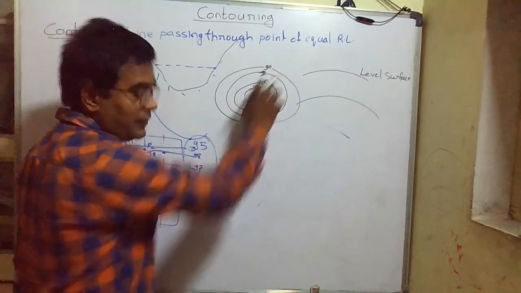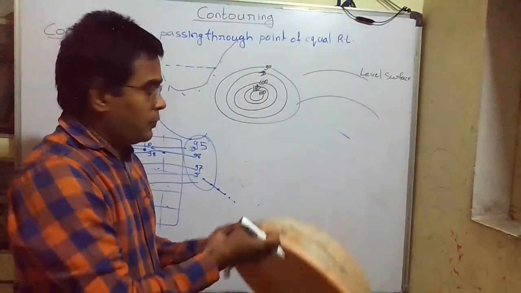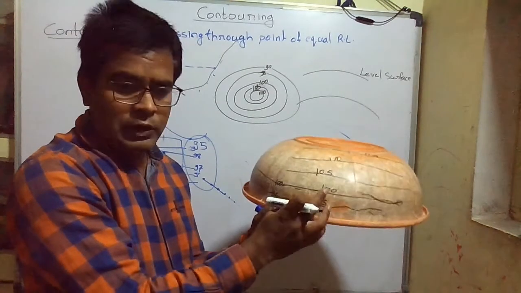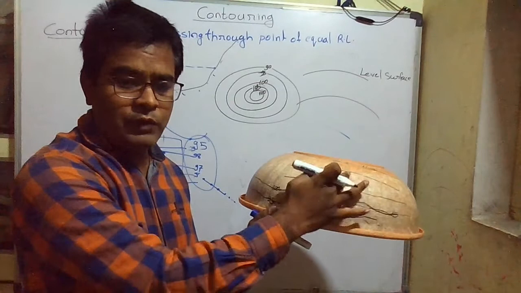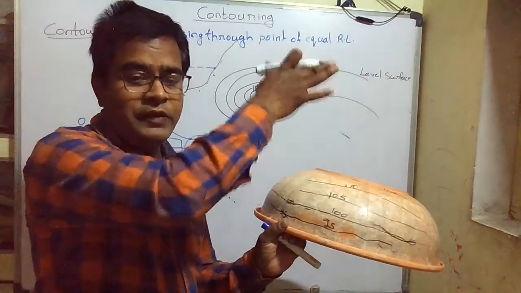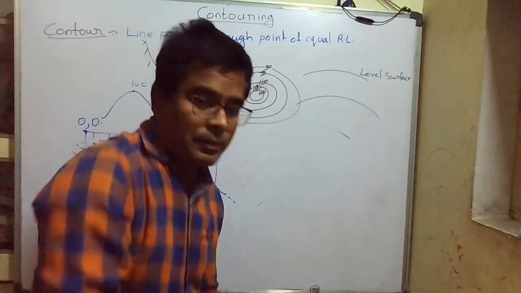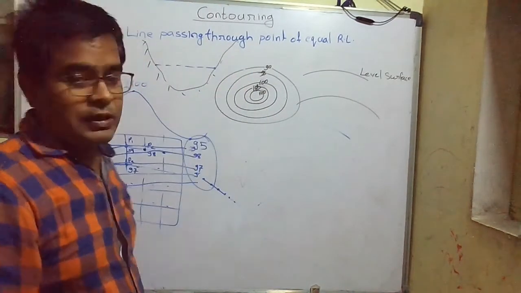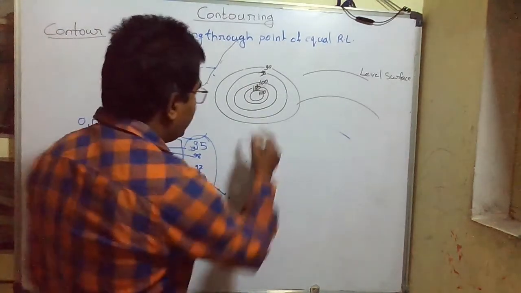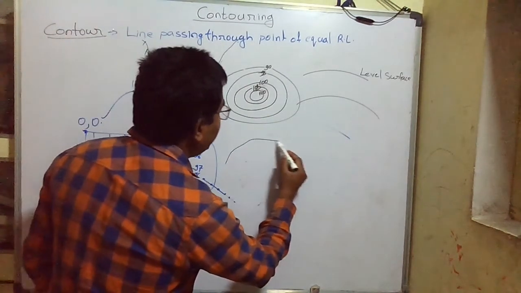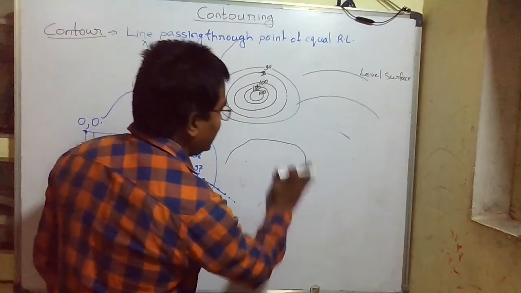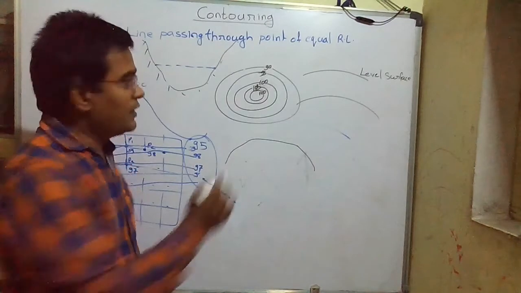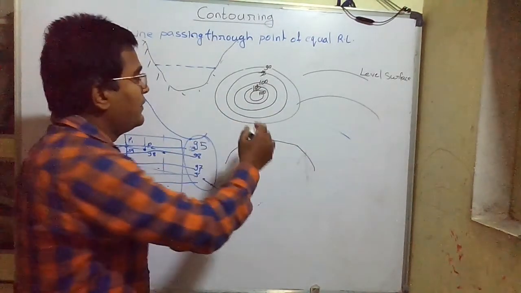See here, we can say this is a line of 95. Then there is a line of 100, 105, 110. Means here the elevation is increasing, and if I draw it completely, I will get something like this: 90, 95, 100, 105, 110. So this gives me an idea of how this shape is actually like this. Means here the elevation is increasing, so we can easily say this is the hill.